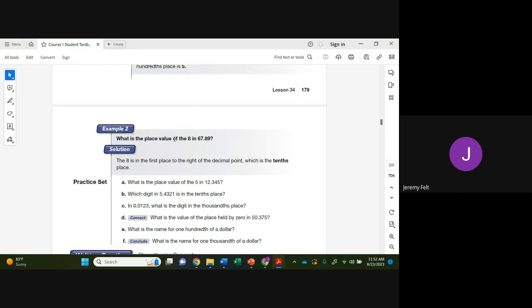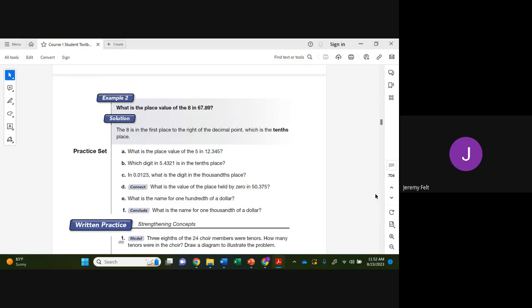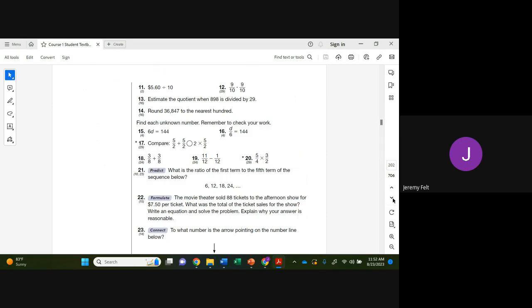What is the place value of the 8 in 69.89 or 69 and 89 hundredths? Well, the 8 is 1 to the right of the decimal, so that would be our tenths place. Okay, practice that we'll do when we get to class. So working with place value.